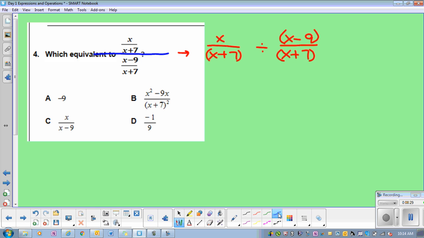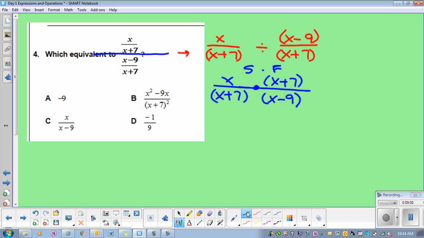So I have a division. What do you have to do? You have to flip it. So this is same times flip. Keep the first one the same, change your division sign to a times, and you flip the second one. And then now what? LCD? Well, no, because you're not adding or subtracting. Now you cross out whatever's the same. So, Cindy, what can I cross out? X plus 7. Abner, can I cross out anything else? No. So my answer is x over x minus 9. C. Good.